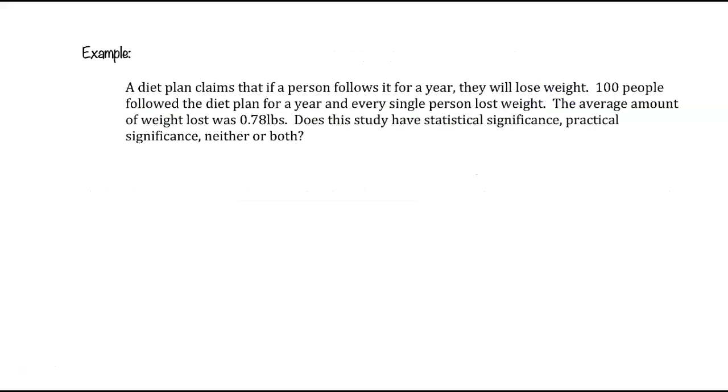There's a diet plan that claims if a person follows it for a year, they will lose weight. 100 people followed that diet plan for a year, and every single person lost weight over that year. The average amount of weight loss was 0.78 pounds. First, let's talk about if this is statistically significant. It actually is. If you took 100 people and just followed them for a year, the likelihood of every single person losing weight in the group is very, very unlikely to happen by chance. So this result is statistically significant.